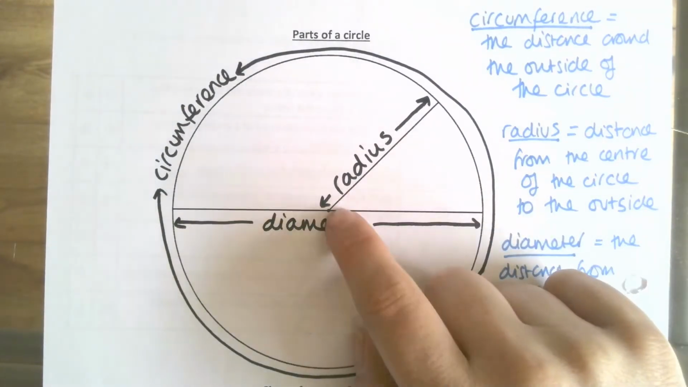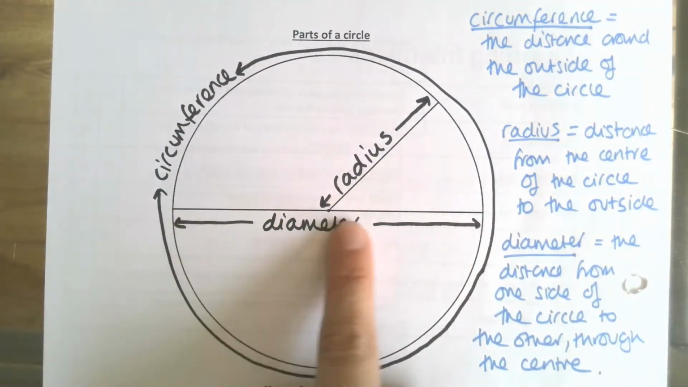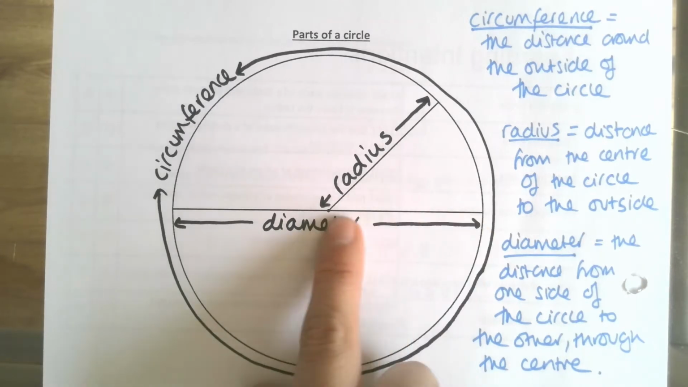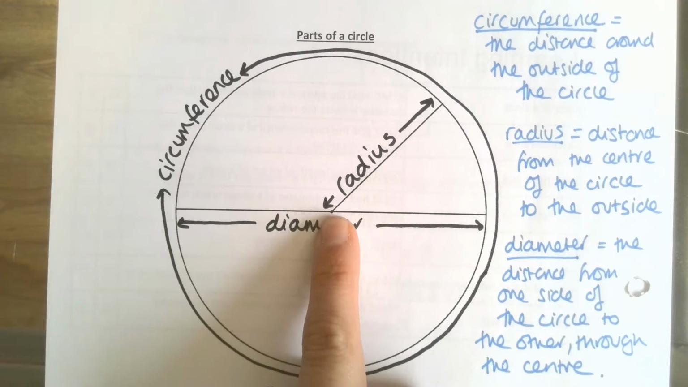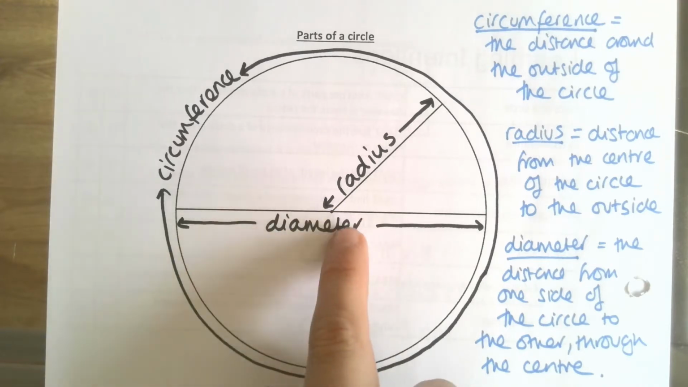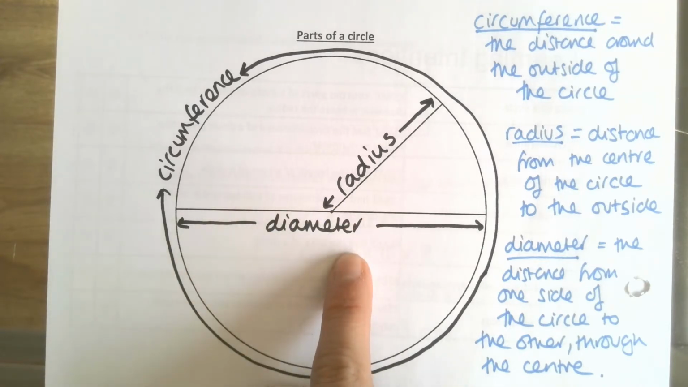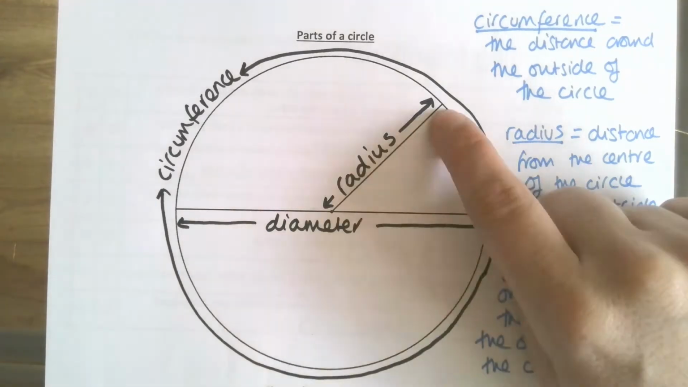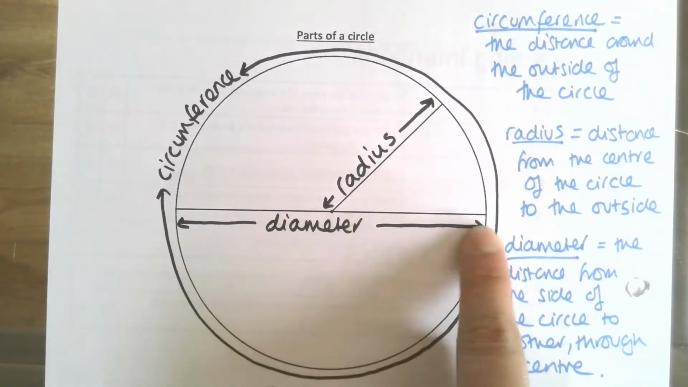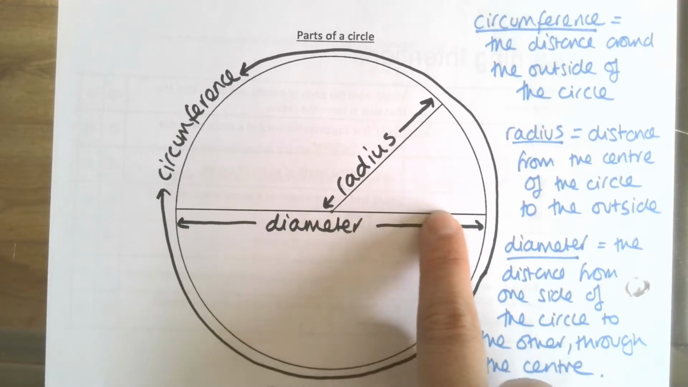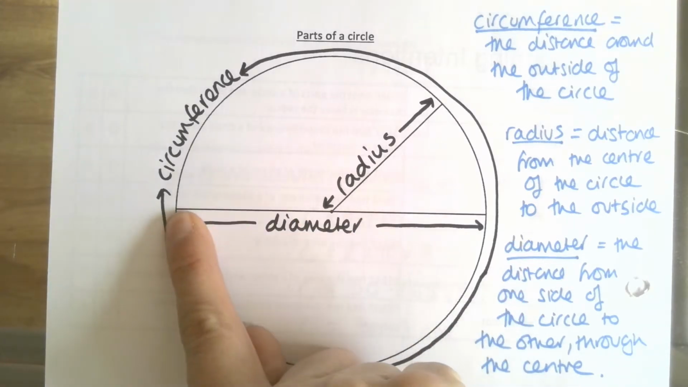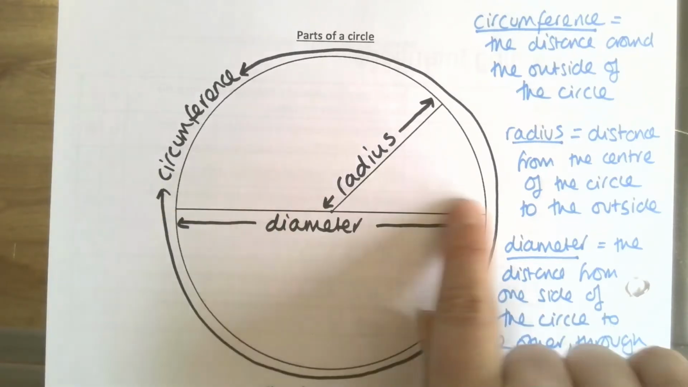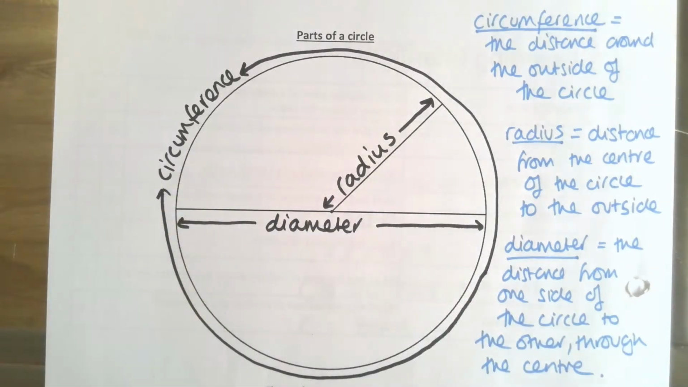Now the diameter is the distance the whole way across the circle. But whenever you're marking the diameter on, it has to be the distance the whole way across through the center. And because of that, the diameter is actually equal to double the radius. Because if we look, the radius is from the center to the edge. So this little bit of this one is the radius. And from here to here is the radius. So both of these lengths here are radius. So two radiuses gives you the diameter. So the diameter is just double the radius.